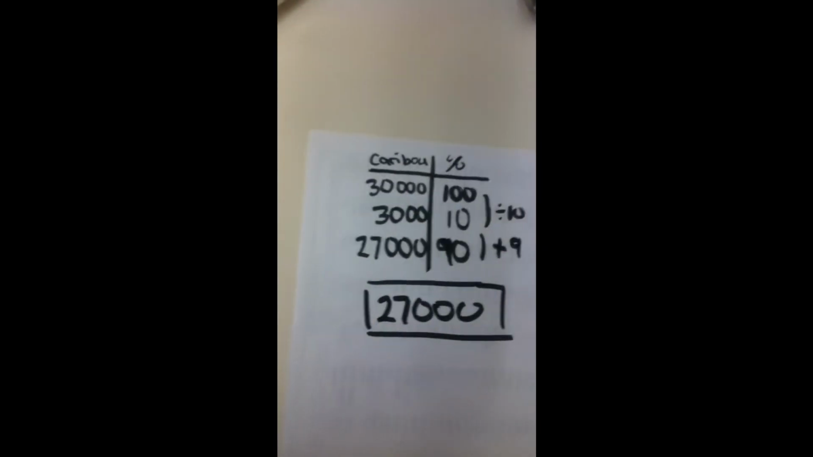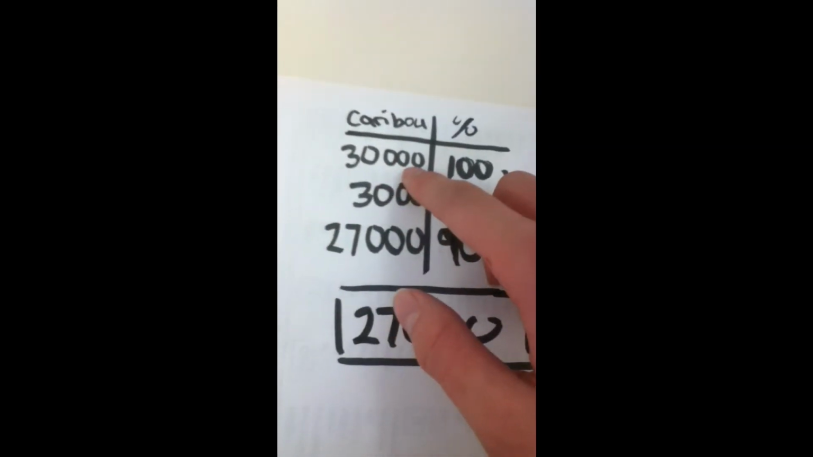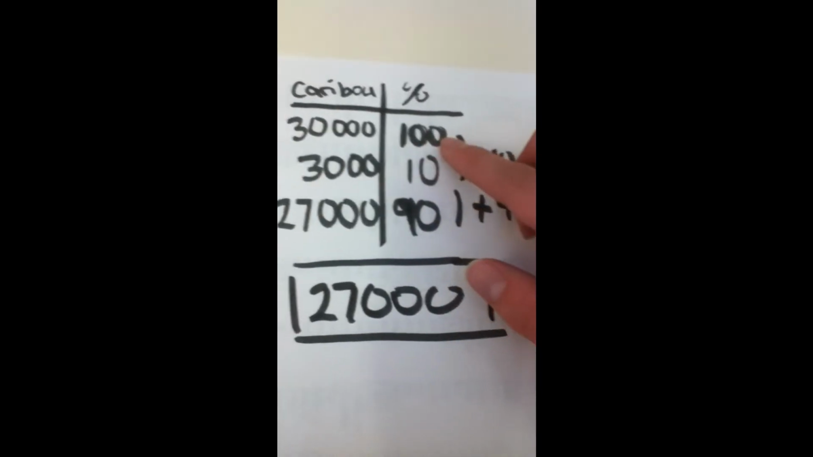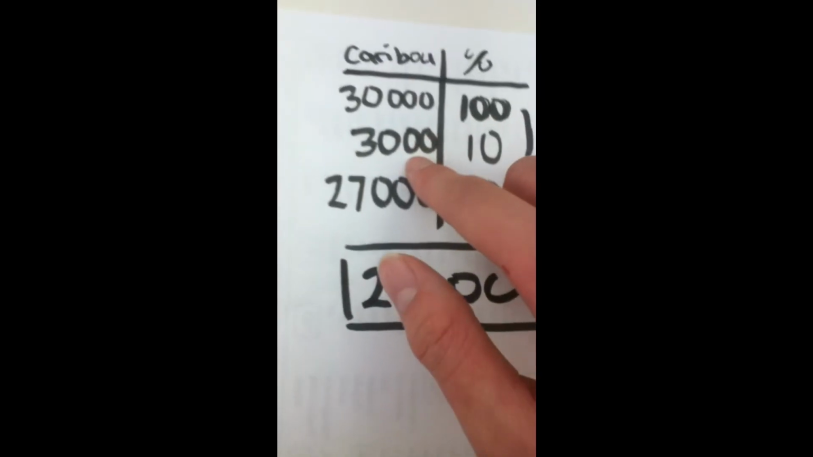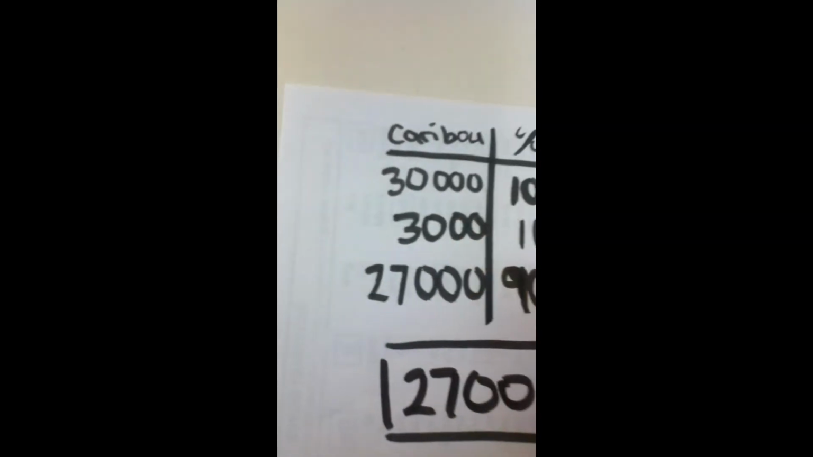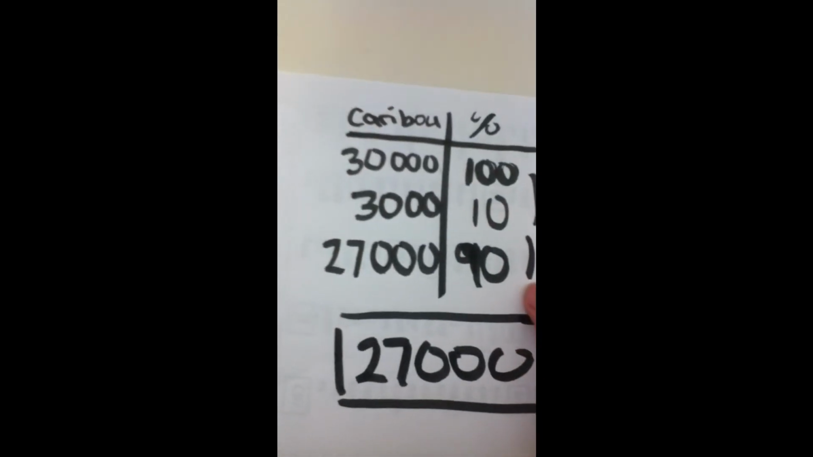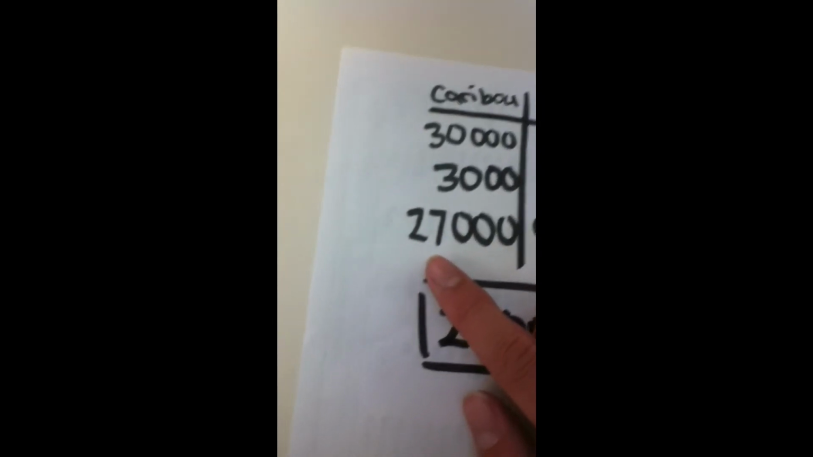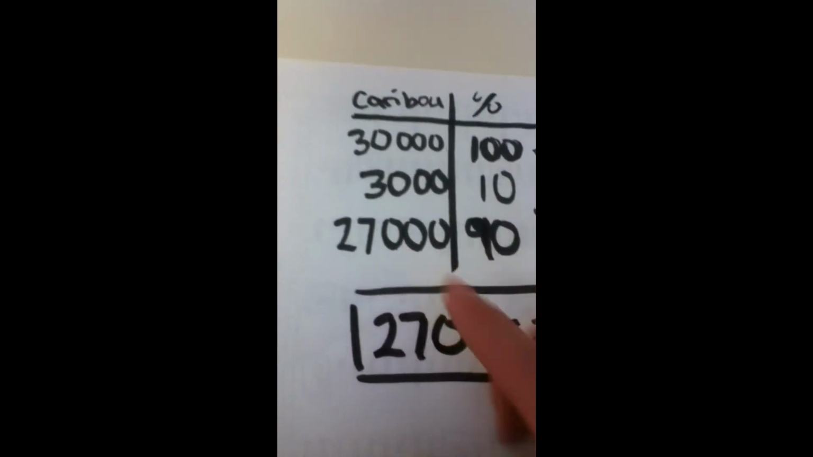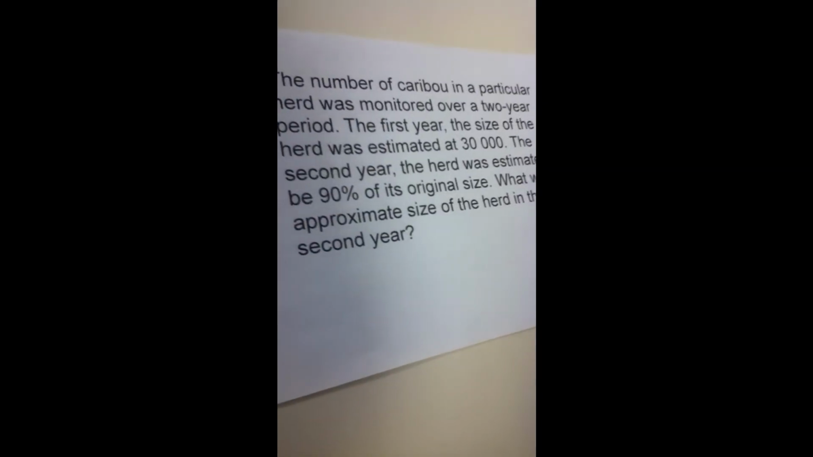First, I used the ratio table to explain the percent and caribou. And I put 30,000 caribou and then 100% since that's the original. Then I divided by 10 so I can find 10%, which equals 3,000 caribou. And then I times the 10% by 9 to equal 90%, which I had to find. And I got 3,000 times 9 equaled 27,000. And 27,000 was the answer since you have to find the 90% of 30,000.